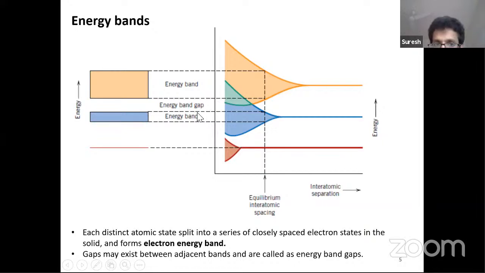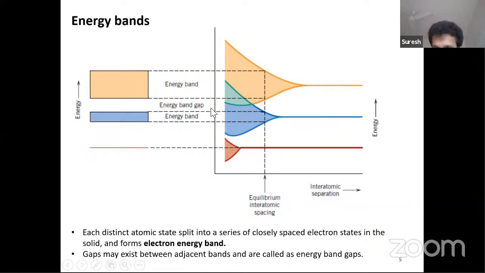But here what we are showing is like a solid, but actually it's not solid. They're completely discrete energy levels, okay? But they're very, very close. That's why at equilibrium atomic spacing, you consider these energy levels as a band, okay? The lower one is called the valence band and the upper one is called the conduction band. There is a gap between these two bands that is called the energy band gap.